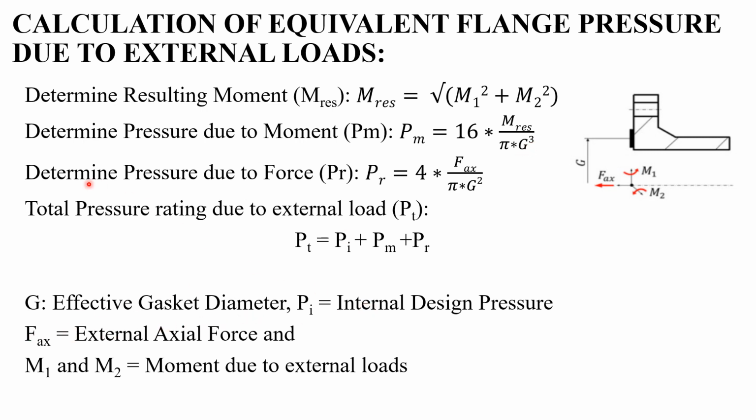Okay, and determine the pressure due to force. So due to Fax, that is axial force, that will be Pr. Okay, now once we determine Pm and Pr, the pressure rating will change. So your pressure due to external load on the flange, Pt, is equal to Pi plus Pm plus Pr. Pi is the internal pressure, Pm is the pressure due to the moment, Pr is the pressure due to axial force. Okay, so based on this only we will be doing the flange selection.